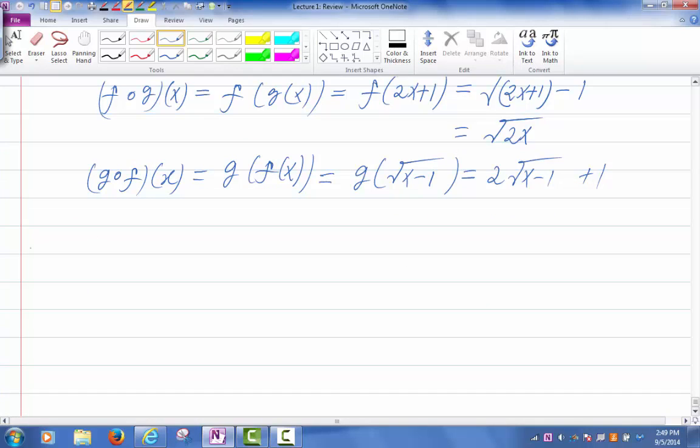So notice, remark: generally f circle g is different from g circle f. Of course, there are cases when they are the same, right? For example, if f and g are the same function, when you take f circle f, that's the same as when you take them in opposite order, right? Okay, so that's what we mean by composition of functions.